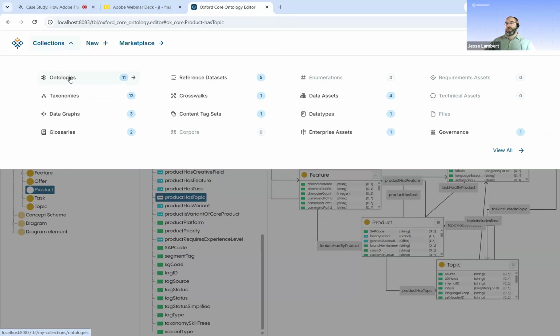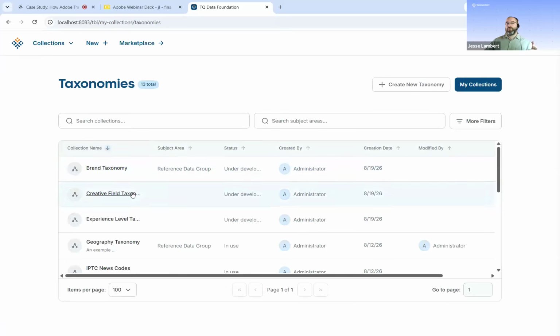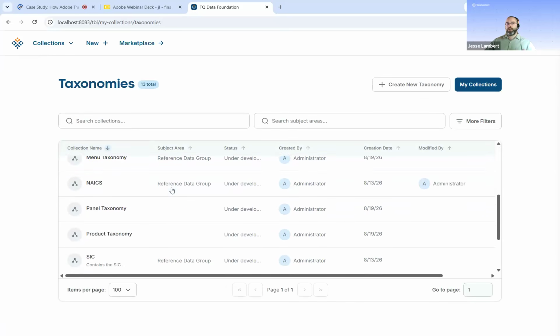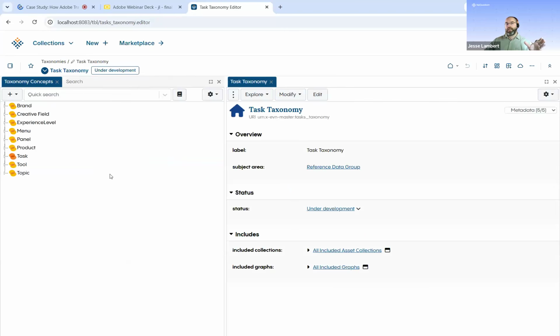So what we looked at just now was the Oxford core ontology. I'll jump into taxonomies where I have some of their different modular taxonomies, but with task as my focus, I'm just going to jump over there because as soon as I go in there, you get this high level view of task isn't just a hierarchical structure of tasks. Tasks is connected to products. Product is connected to topic. Topics are connected to other things.